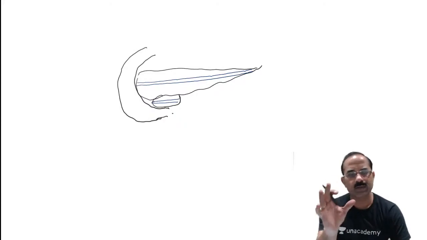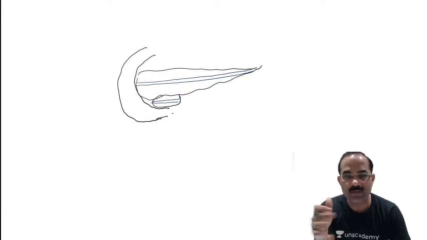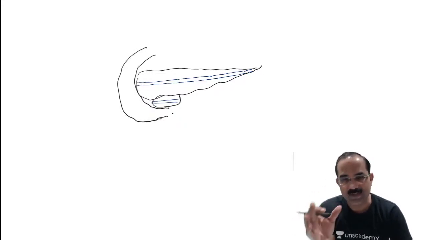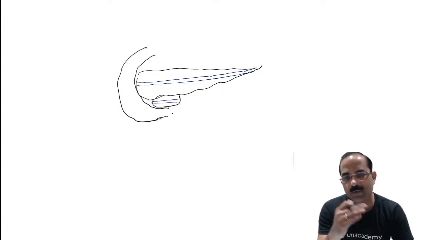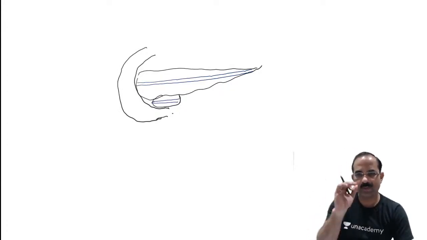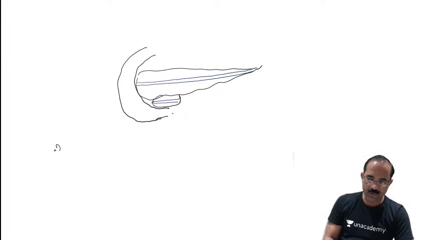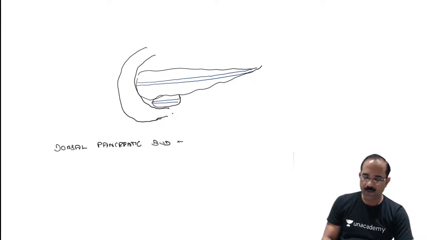So, one minute. How does the pancreas form? The pancreas is derived from two buds, the dorsal pancreatic bud and the ventral pancreatic bud. You know this, right? What does the dorsal bud form? Okay, I'll just mention this for you. The dorsal pancreatic bud forms what?